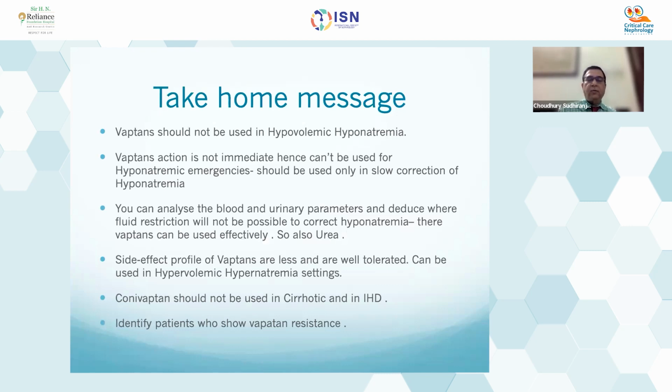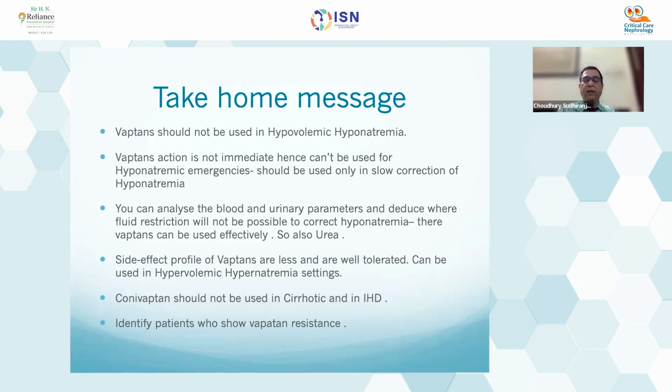Taking the take-home message of today's talk, what I can tell you is basically vaptans should not be used in hypovolemic hyponatremia cases. Vaptan's action is not immediate, hence it cannot be used for hyponatremic emergencies. It should be used only in slow correction of hyponatremia. You can analyze the blood and urinary parameters to deduce where fluid restriction will not be possible to correct the hyponatremia. There, vaptans can be used effectively.